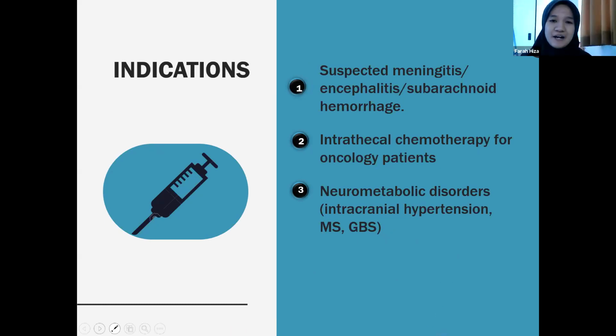So the indications for the lumbar puncture. The first one, especially in newborn or infant, in emergency cases when we suspect there is meningitis or encephalitis, or sometimes we suspect subarachnoid hemorrhage. The second is in malignancy, where it is the method for intrathecal chemotherapy. And the third, sometimes we diagnose neurometabolic disorder such as intracranial hypertension, multiple sclerosis, and also Guillain-Barré syndrome. In Guillain-Barré syndrome, we have a special characteristic where there is elevated protein despite a normal level of white blood cells.